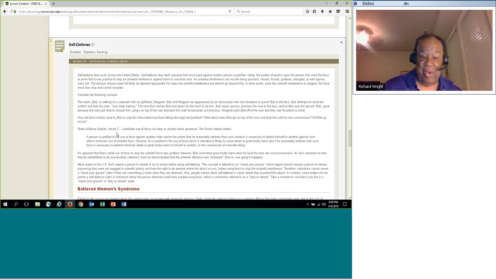Illinois law, on justifiable use of force, says that a person is justified in the use of force against another when and to the extent that they reasonably believe that this conduct is necessary to defend themselves or another against an imminent unlawful use of force. However, continuing with the statute, he is justified in the use of force which is intended or likely to cause bodily harm only if they reasonably believe that such force is necessary to prevent imminent death or great bodily harm or the commission of a forcible felony. So it seems pretty clear that Bob's initial force to stop was justified. However, Bob committed great bodily harm when he beat the man into unconsciousness.